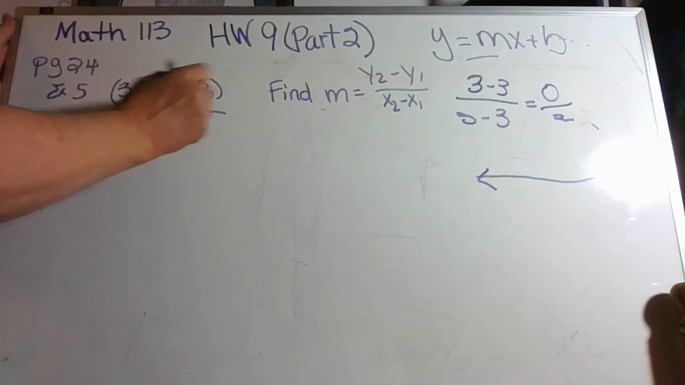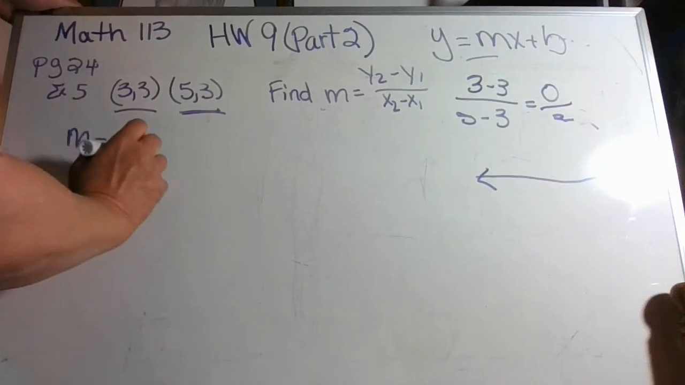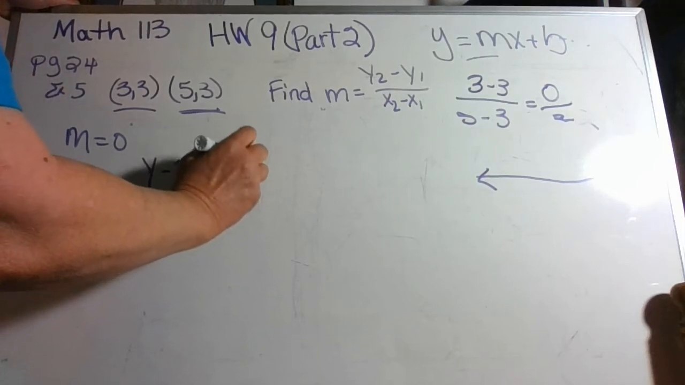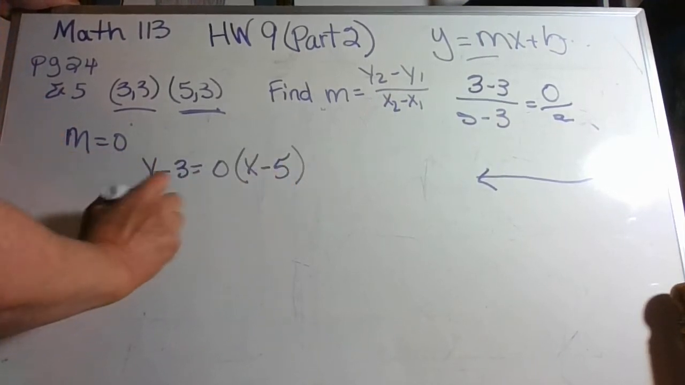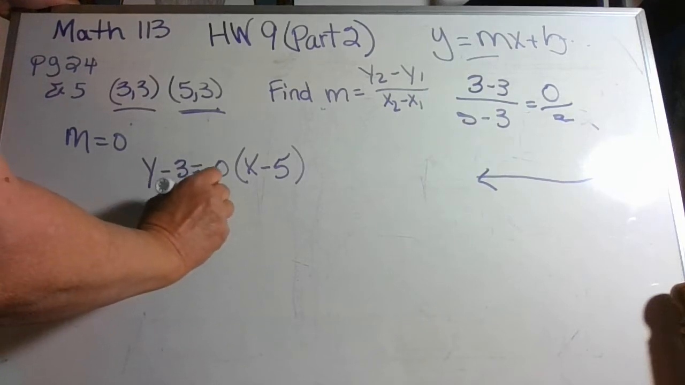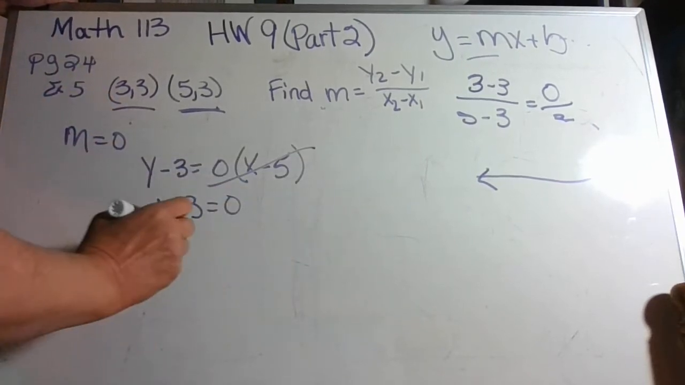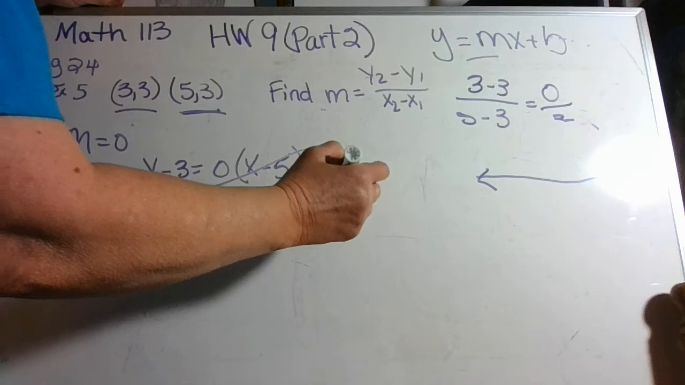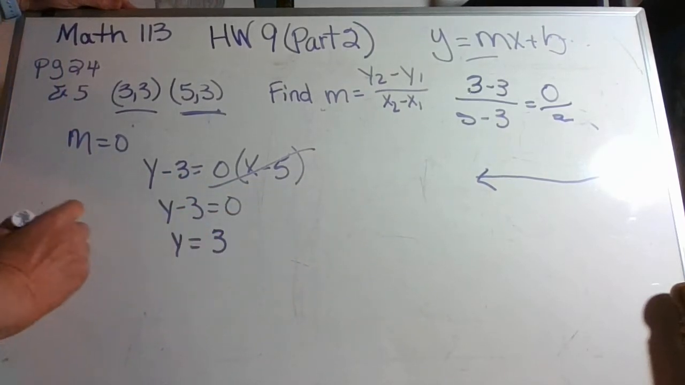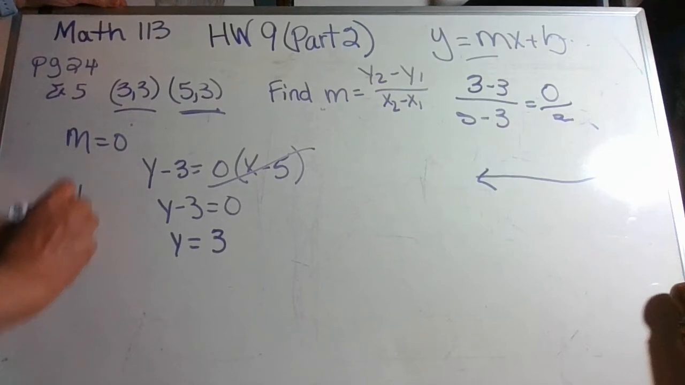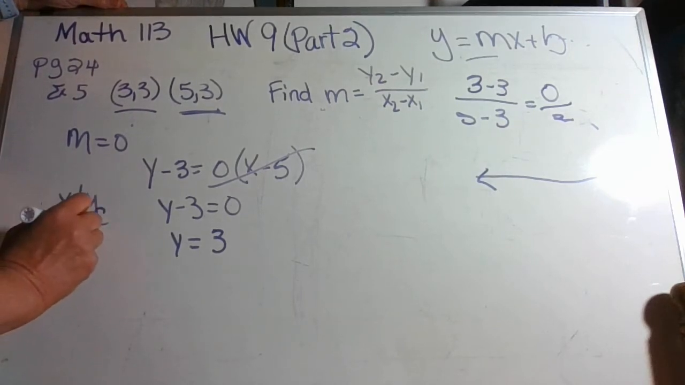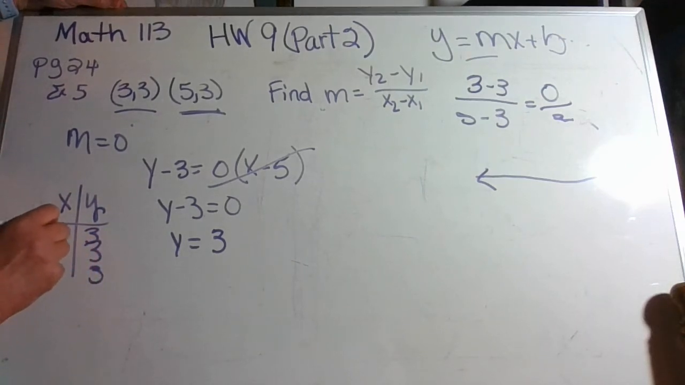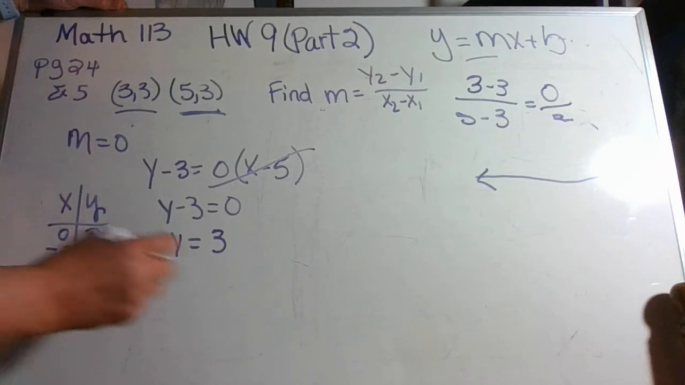I'll pick (5, 3) here. So I'm going to have y subtract 3 is equal to 0 times (x minus 5). So y subtract 3 is simply equal to 0 because all that's 0. Add 3 to both sides and you have y is equal to 3. If y is equal to 3, you can choose whatever you want for x. We could go 0, negative 2, and positive 2.